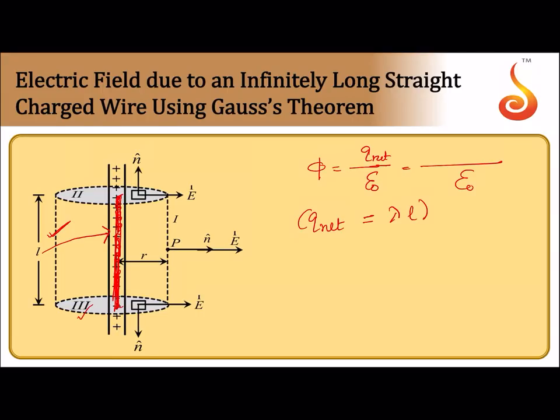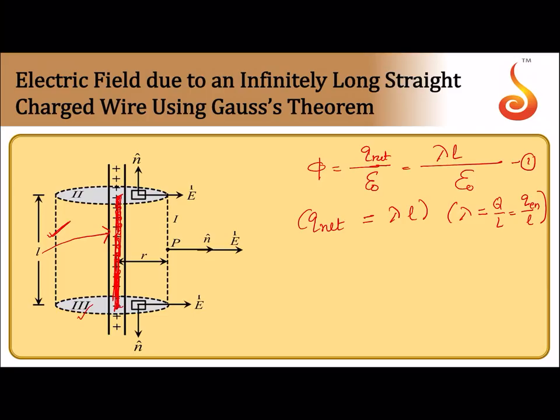Is that not correct? You may ask how? Just go to this equation. Lambda is equal to Q divided by L, and this time Q enclosed divided by L. So what do I have? Net charge enclosed is equal to lambda into L. That becomes my equation number 1.